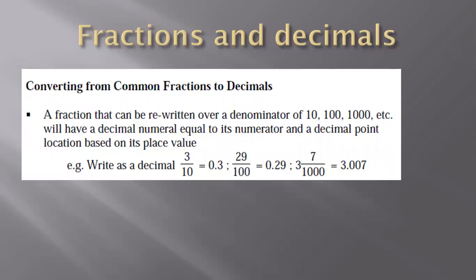And now you have a mixed number, 3 and 7 over 1,000. It will equal 3.007, because the 7 will be in the thousandths place. So it's very straightforward conversions whenever you get a fraction over 10, 100, or 1,000.